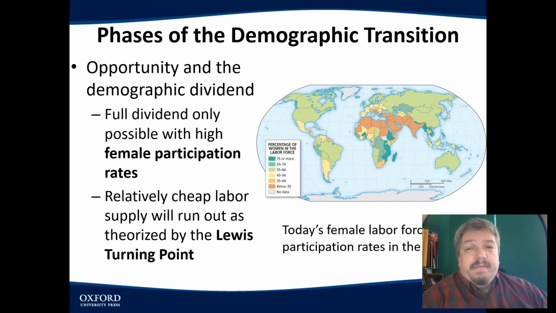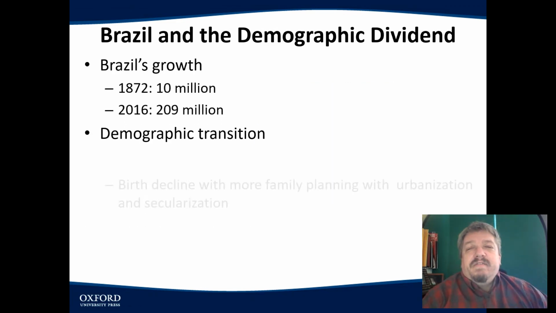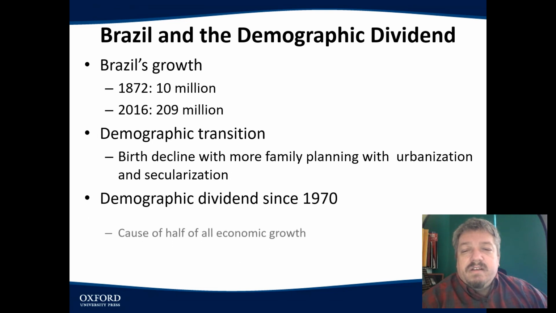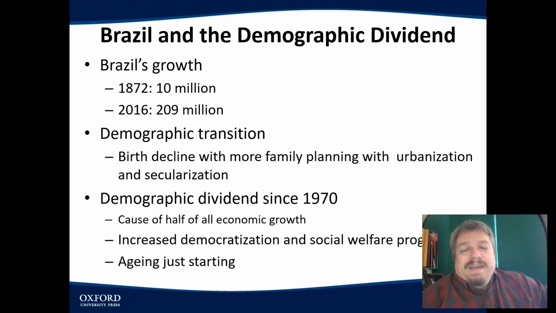Everyone is employed. So it's kind of a self-fulfilling prophecy. It'll end up in itself. Let's look at the demographic dividend through two countries, through two lenses. The first one is Brazil. Brazil grows from 1872 to currently, basically 200% population growth from 10 to 200 million. So that was them going through the demographic transition.